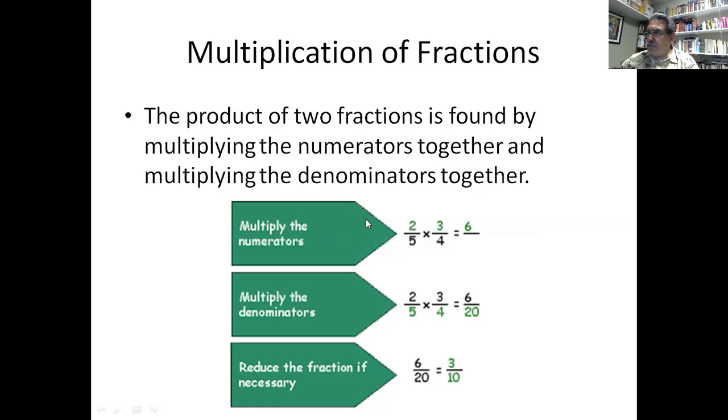Multiplication of fractions, simple. Multiply the numerator, multiply the denominator, reduce the fraction if necessary. 2/5 times 3/4. 2 times 3, 6, 4 times 5, 20. 6/20 can be simplified because 6 divided by 2 is 3, 20 divided by 2 is 10.